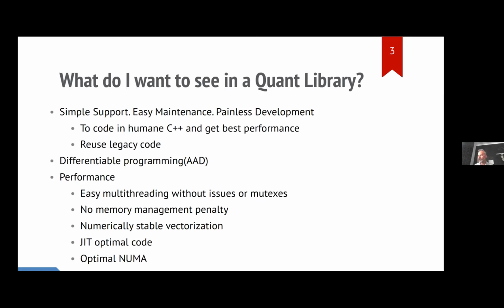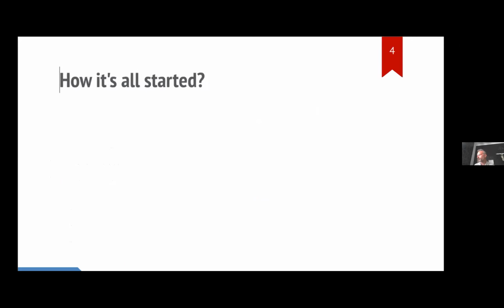Optimal NUMA. Okay, this is something I learned about just recently. It's called non-uniform memory access, and it's actually very important to understand if you want to take advantage of all your CPU cores available. It's a bit of an advanced topic, but essentially you need to pay special attention to how you allocate memory to make the system work fast in multi-core systems.